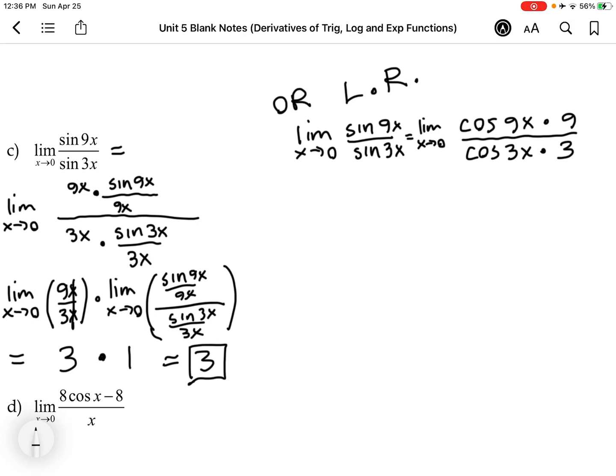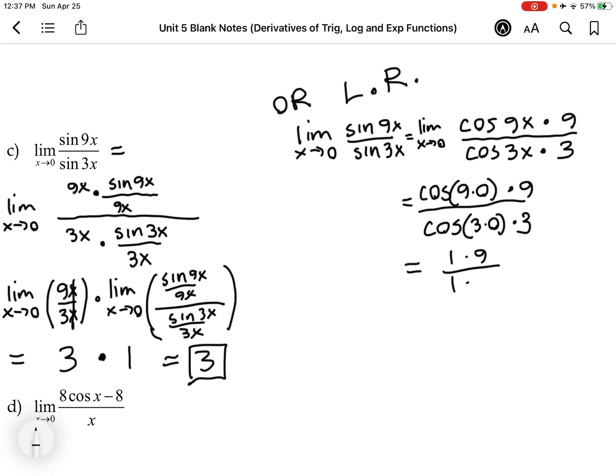That's better. I can plug in a 0 now because the cosine of 0 is 1, and so I'm not going to have a 0 in the denominator. So this will become the cosine of 9 times 0 times 9 over the cosine of 3 times 0 times 3. And again, the cosine of 0 is 1. So that becomes 1 times 9 over 1 times 3, which is 3. Okay?